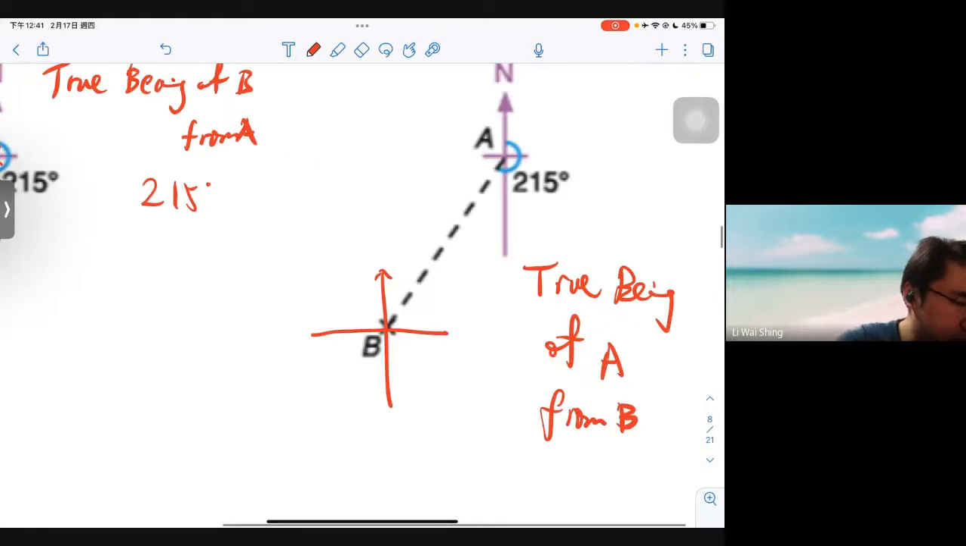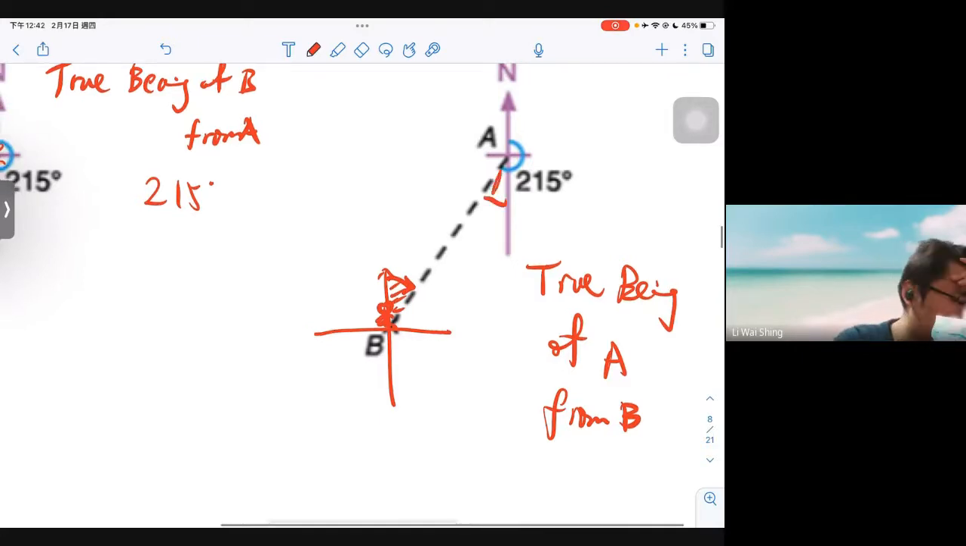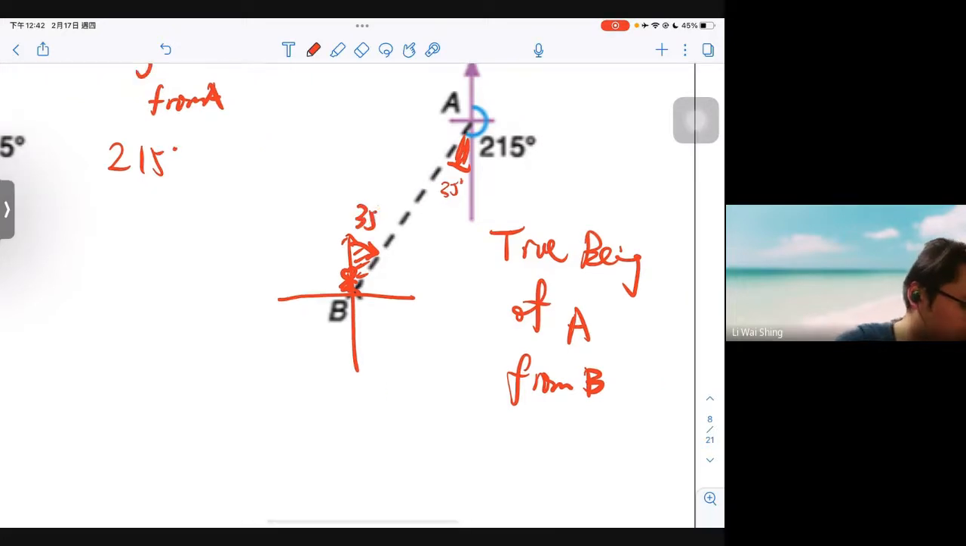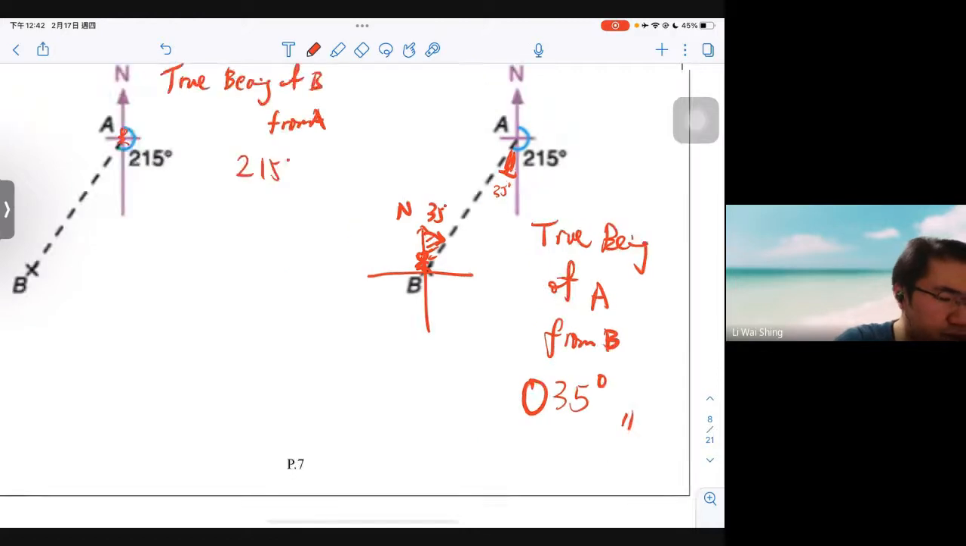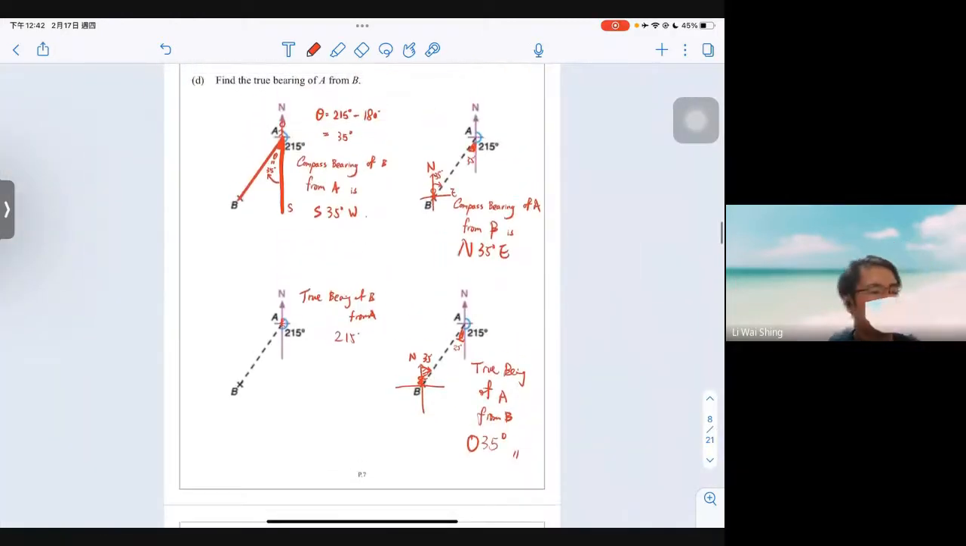由 B 望過去咯，OK 由 B 望過去, that means you want to find this angle here. Oh, you're wrong. You have found it in part A already. This is 35 degrees. So the bearing here, you start with north and look towards east by 35 degrees. So the true bearing is 035 degrees. Any question?